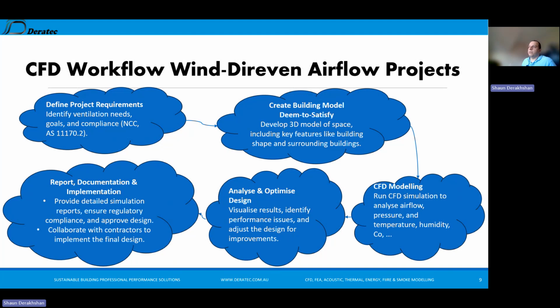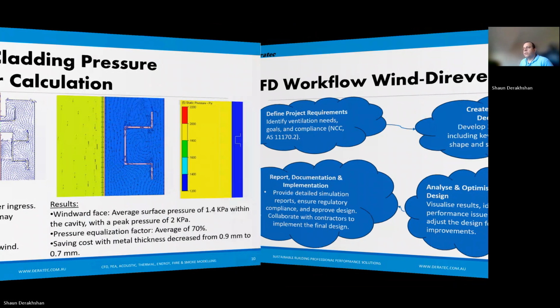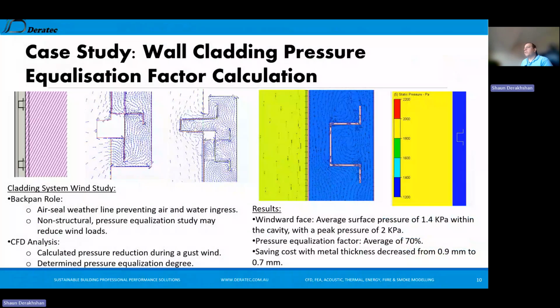So you can compare two CFDs, not saying one software, just this is input and output, and just this is the report. No, we can't. You need to involve to make sure your approach is optimized or the best approach. So some case studies, for example, this is the wall cladding pressure equalization factor.